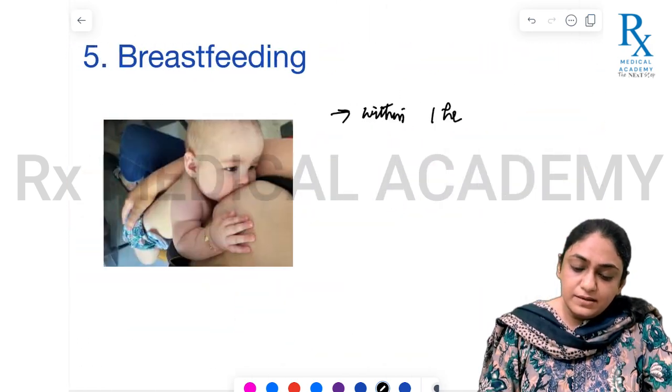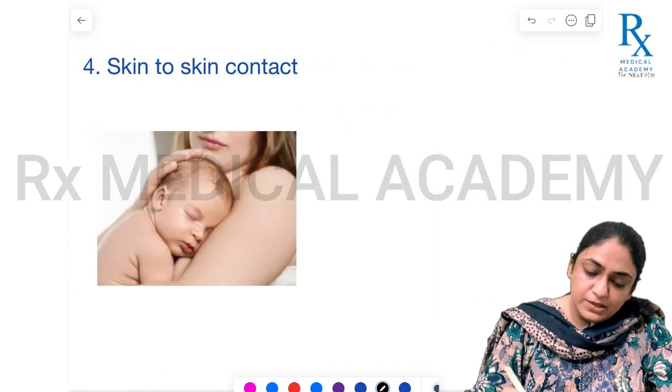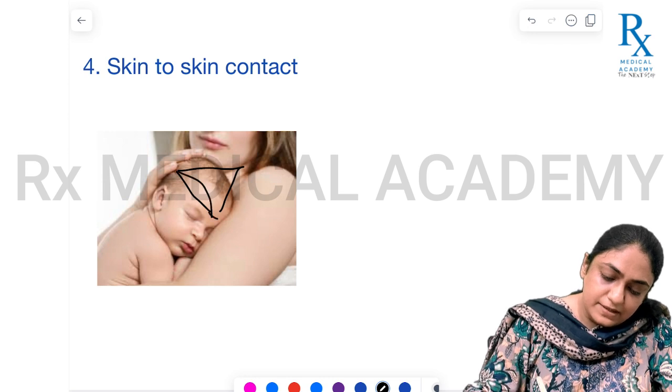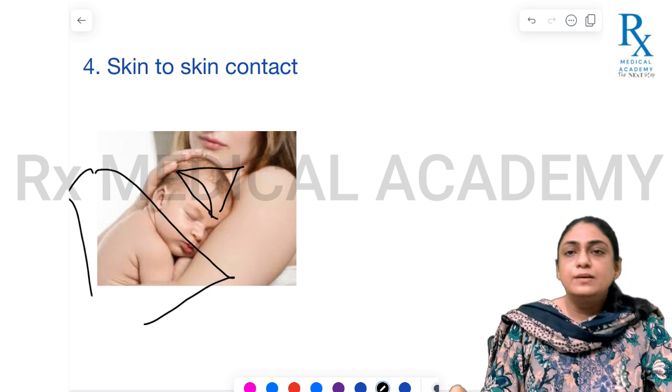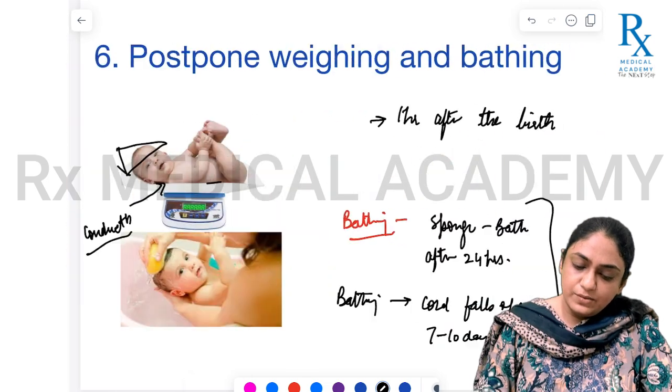Even during the drying, right after we dry the baby and put the baby in mother to baby contact, we should put a cap and then cover the mother and baby with a linen or bed sheet or the blanket. Okay.